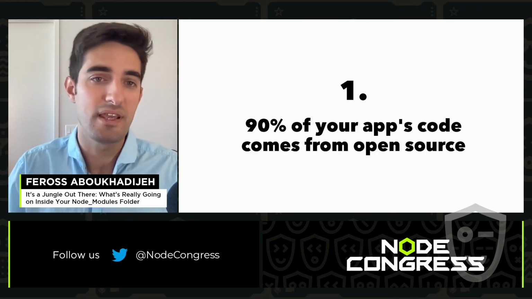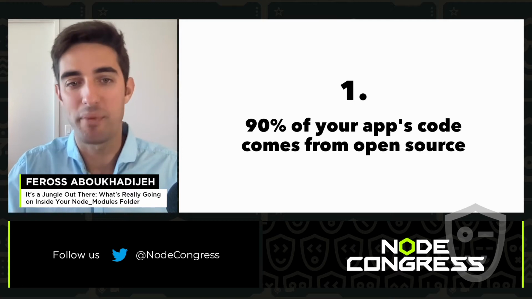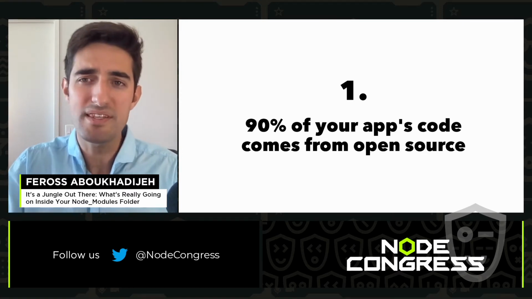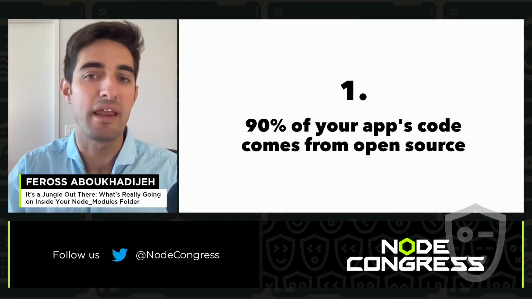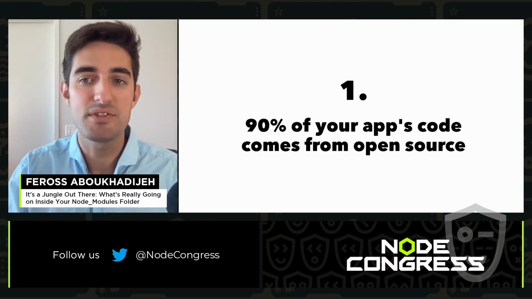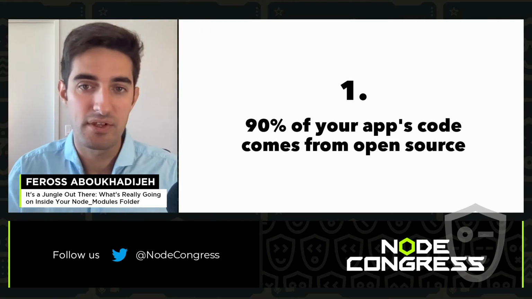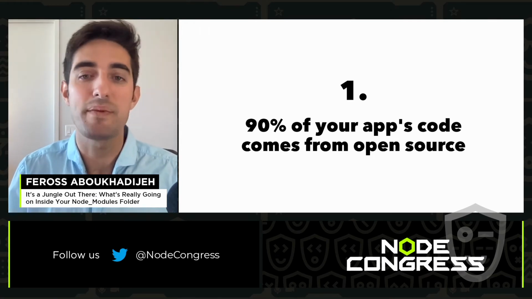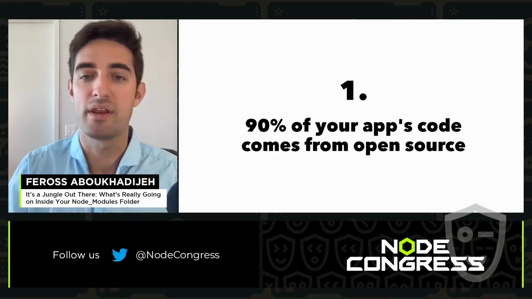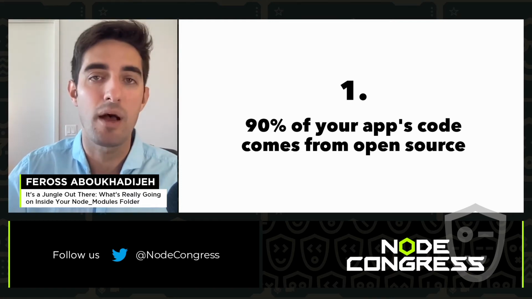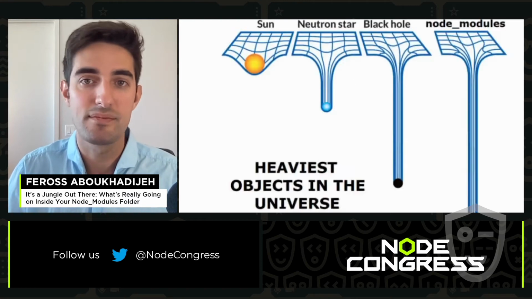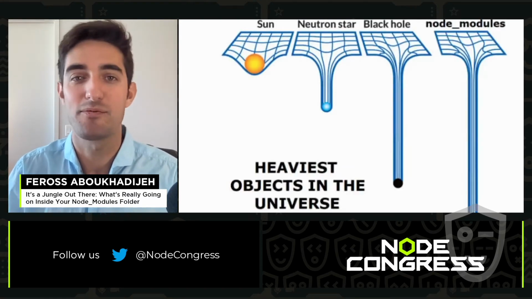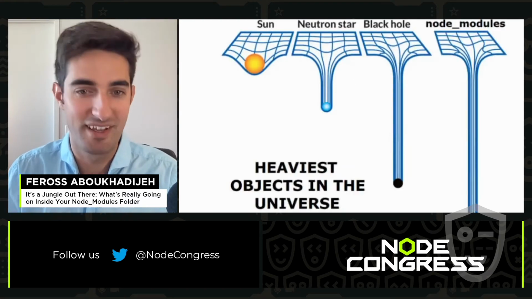The first reason is that 90% of your app's code comes from open source. So we're really standing on the shoulders of giants. And open source is the reason why we can get an app off the ground in hours and days instead of weeks or months. And it's the reason that we don't need to be an expert in cryptography or in time zones or the virtual DOM to build a powerful modern web app. It's also the reason why your node modules folder is one of the heaviest objects in the universe.